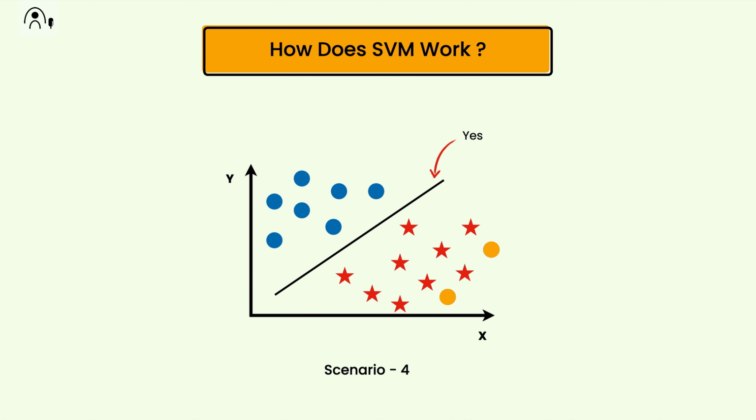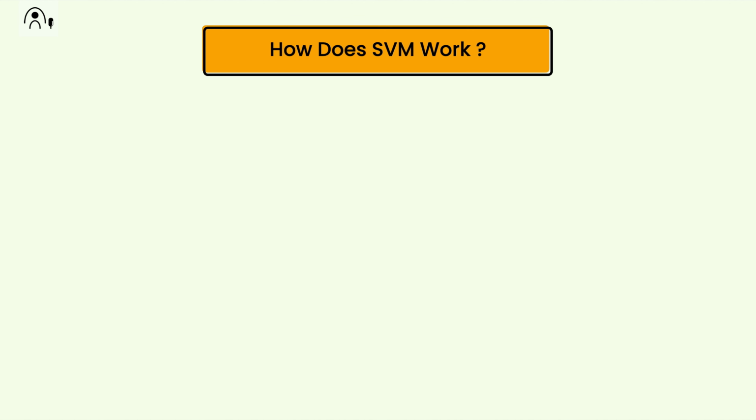Two circles at the other end is like an outlier for star class. The SVM algorithm has a feature to ignore outliers and find a hyperplane that has the maximum margin. Hence we can say SVM classification is robust to outliers.